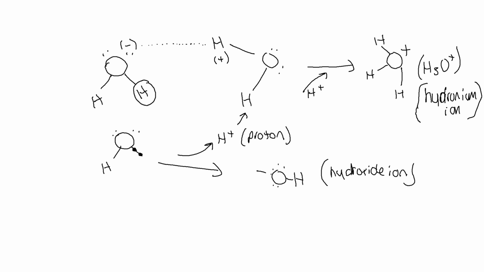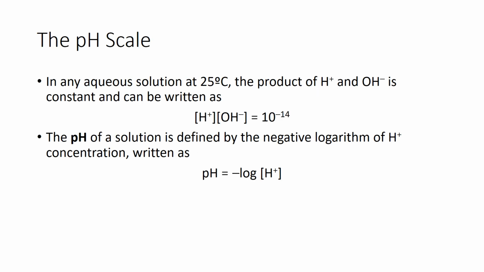And then if a solution has excess hydroxide ions, in any solution in which water is the solvent, at 25 degrees, the product of the protons and the hydroxide ions is always constant. So it can be written like this. Remember, the concentration of the hydrogen ions times the concentration of hydroxide ions is always equal to 10 to the minus 14, and usually that's in molar.